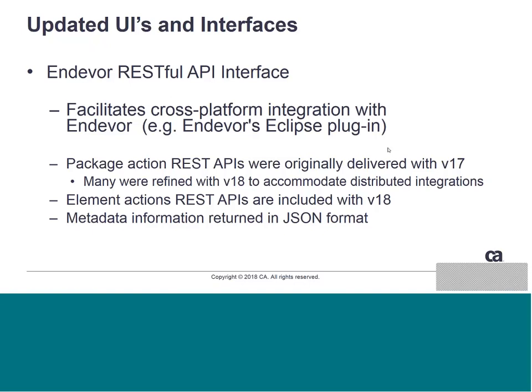But with the REST capability, you can tie in Endevor with other things. For example, the Endevor Eclipse plugin uses the REST API. Jenkins could use the REST API to drive Endevor package actions and that kind of thing. And with V18, we've updated our REST implementation so that all the metadata is returned in JSON format. It's kind of a standard process.